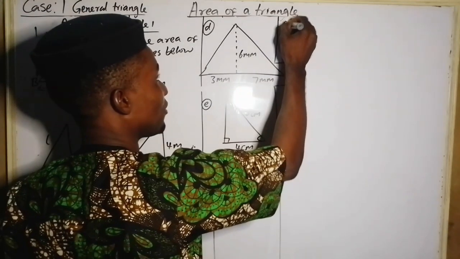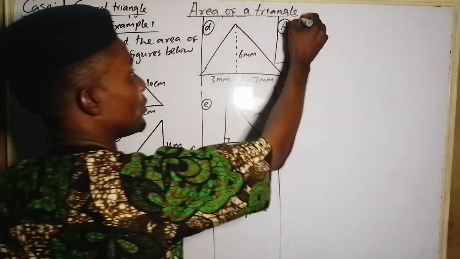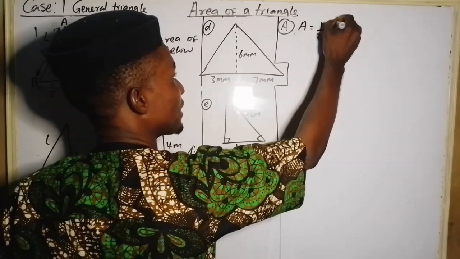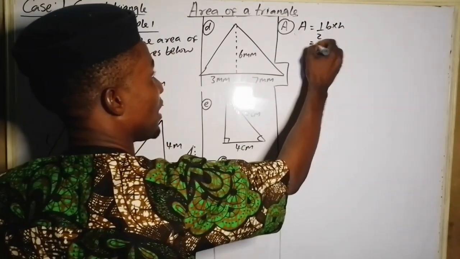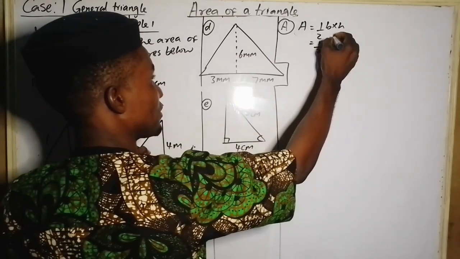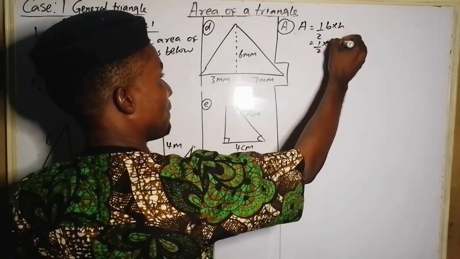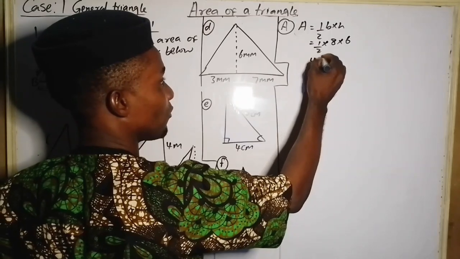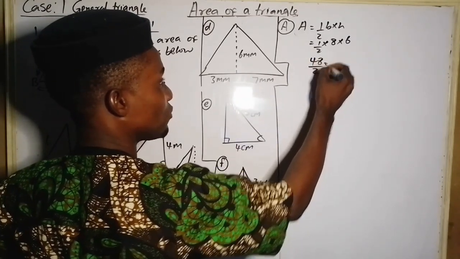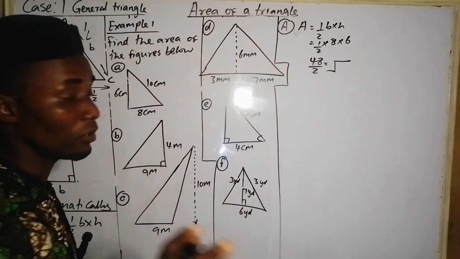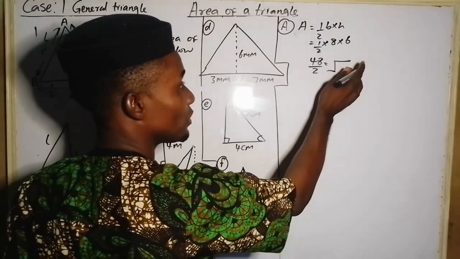To find the area of this shape, we have area equals half base times the height. My base is 8. My height is 6. So 8 times 6 is going to give us 48. 48 divided by 2. For upper elementary, you can use your calculator. For lower elementary, you take your long division.